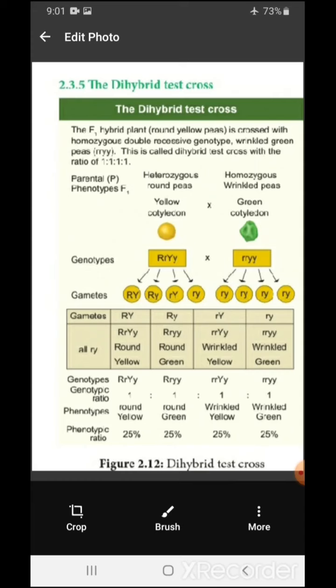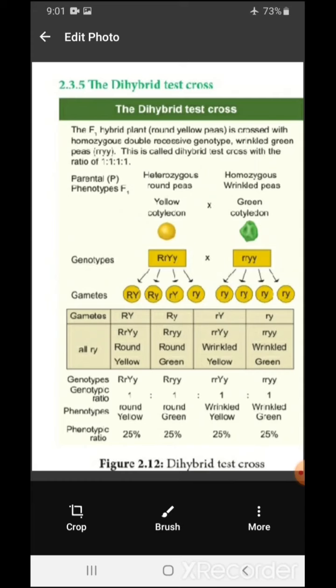Here we are getting the ratio 1 is to 1 is to 1 is to 1. So all are in equal proportion, whereas in dihybrid the phenotypic ratio is 9 is to 3 is to 3 is to 1. Otherwise, the dihybrid test cross ratio is 1 is to 1 is to 1 is to 1. So this is for the dihybrid test cross.